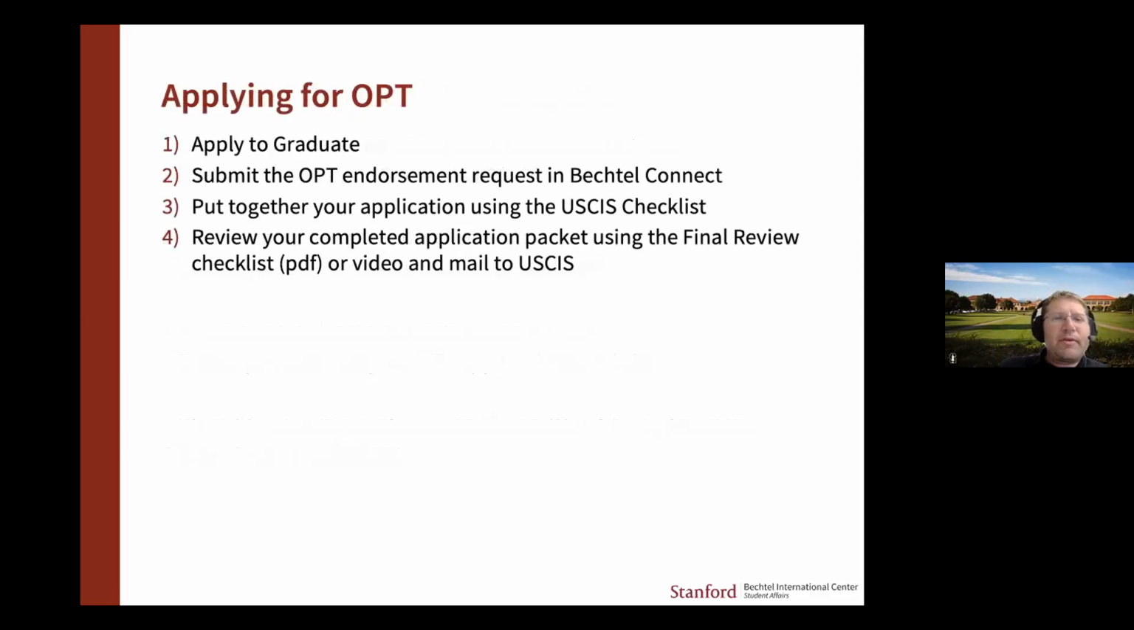There are 4 steps to applying for OPT. The first step is to apply to graduate in Axess, which many of you probably already did. Then you're going to submit the OPT endorsement request using Bechtel Connect. While you're waiting for us to endorse your I-20, you'll be putting together your application packet using the USCIS checklist. And then once you get the OPT endorsed I-20 from Bechtel and you've put your application together, you'll use the final review checklist that we have on our website, or the video, to review your application and then mail it off to USCIS.